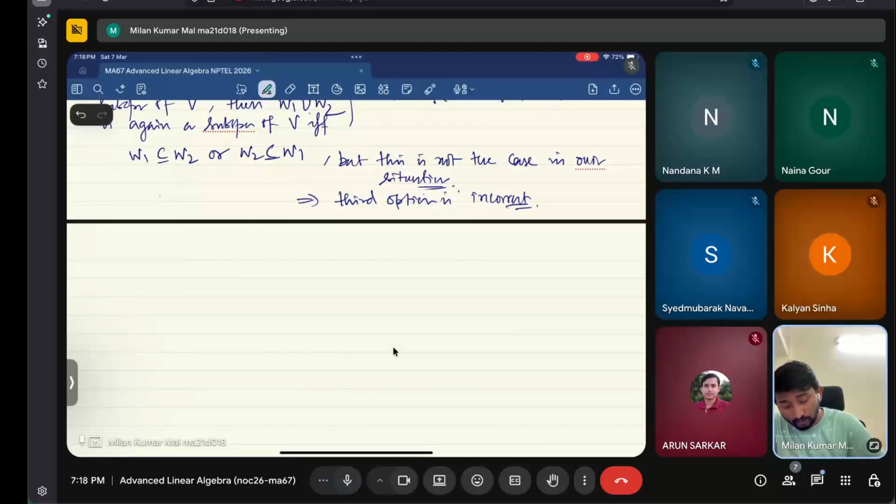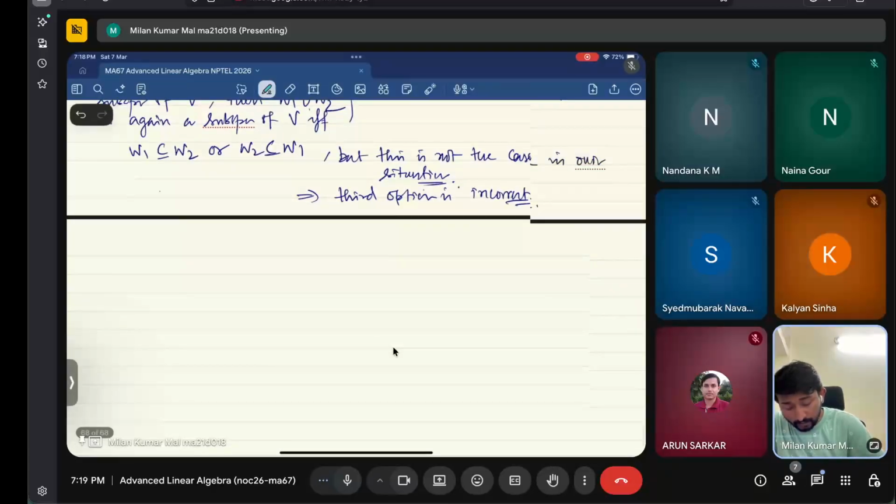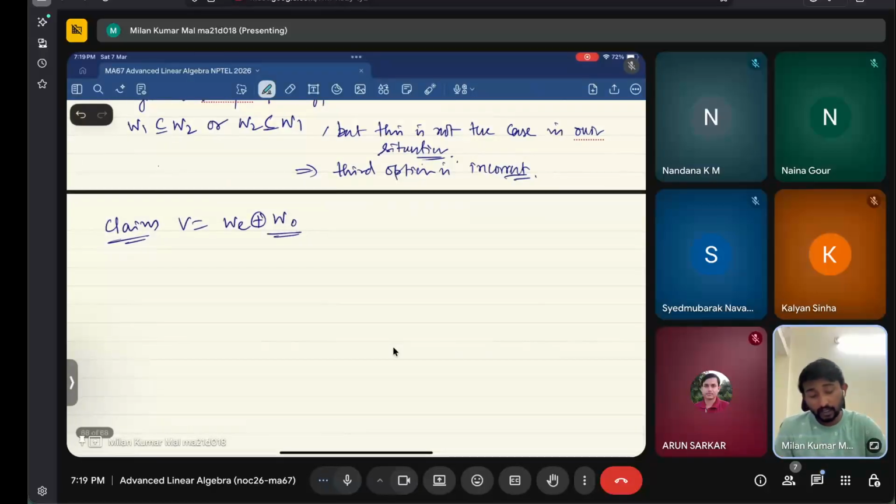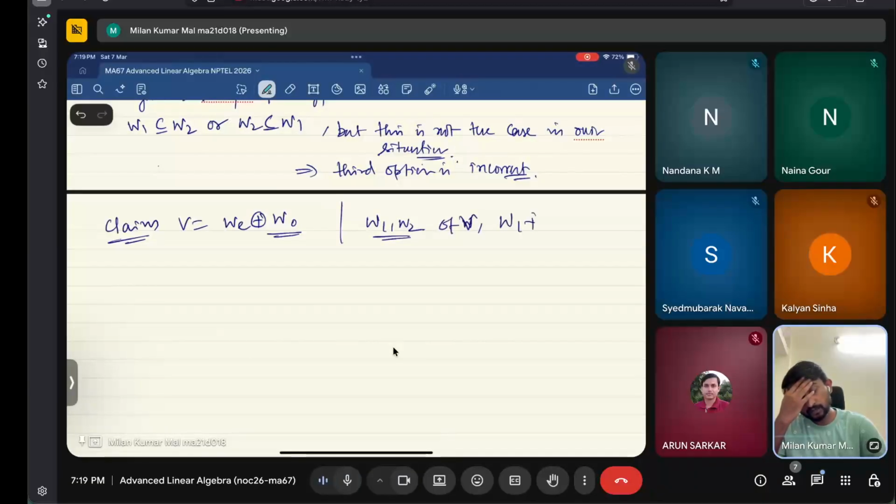Now the fourth option. The claim is that V is actually W_e direct sum W_o. At the beginning of today's tutorial I said that if W1 and W2 are subspaces of V, then V equals W1 direct sum W2 if and only if W1 intersection W2 is the zero space and W1 + W2 is V. We have already seen that W_e intersection W_o is the zero space.